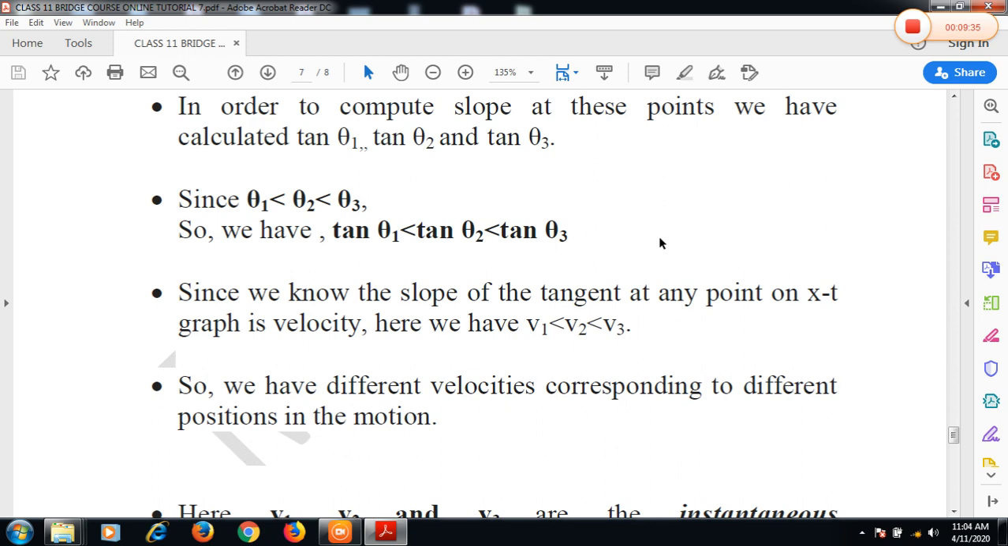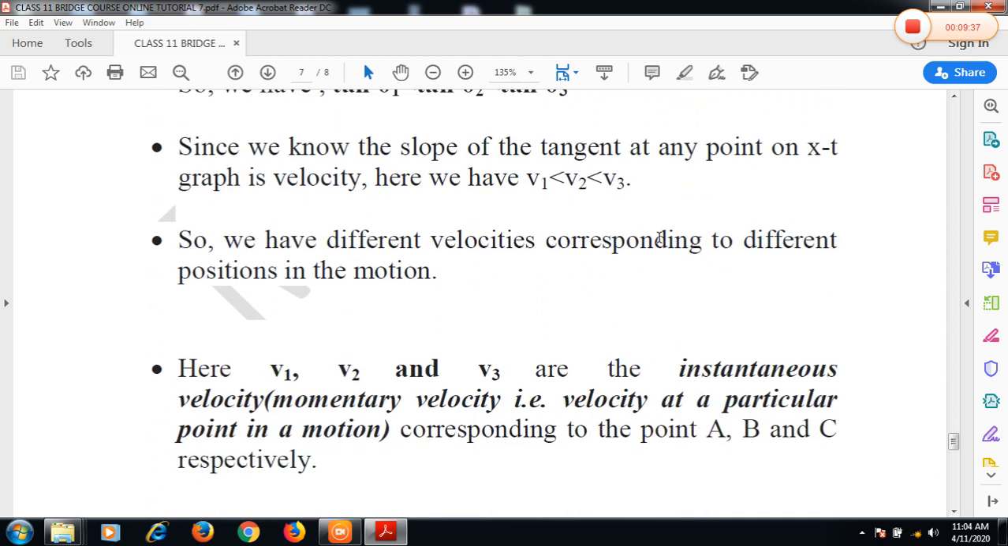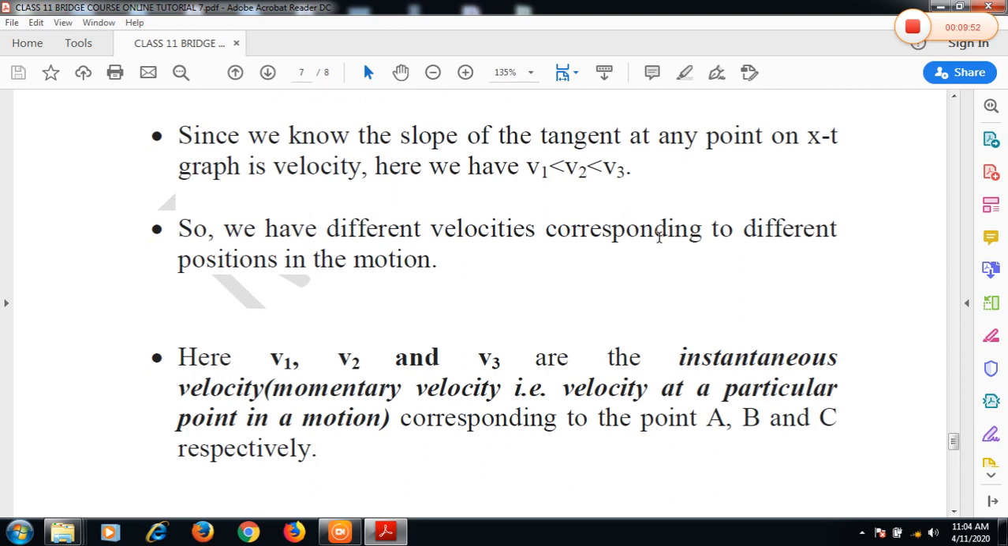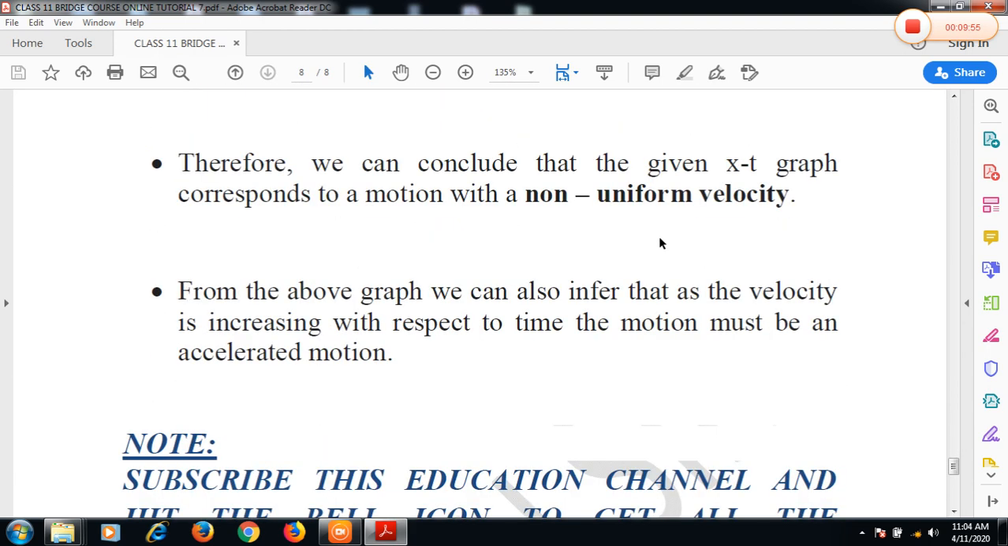So we have different velocities corresponding to different points in the motion. Here v1, v2 and v3 are the instantaneous velocities, as we have already said. This is momentary velocity, that is, velocity at a particular point in a motion, and these velocities correspond to the points A, B and C respectively. Therefore, we can conclude that the given xt graph corresponds to a motion with non-uniform velocity. And from the above graph, we can also infer that as the velocity is increasing with respect to time, the motion must be an accelerated motion.